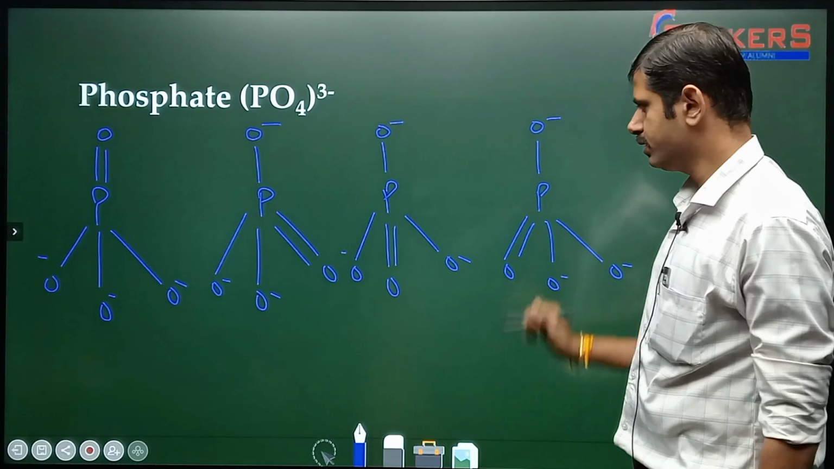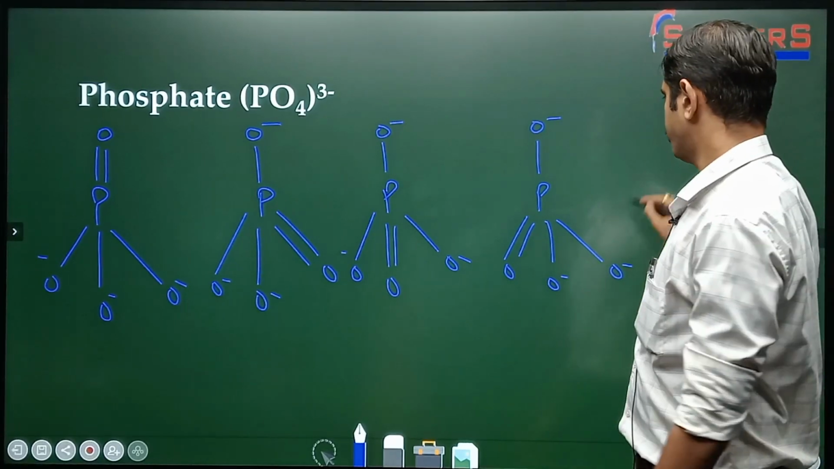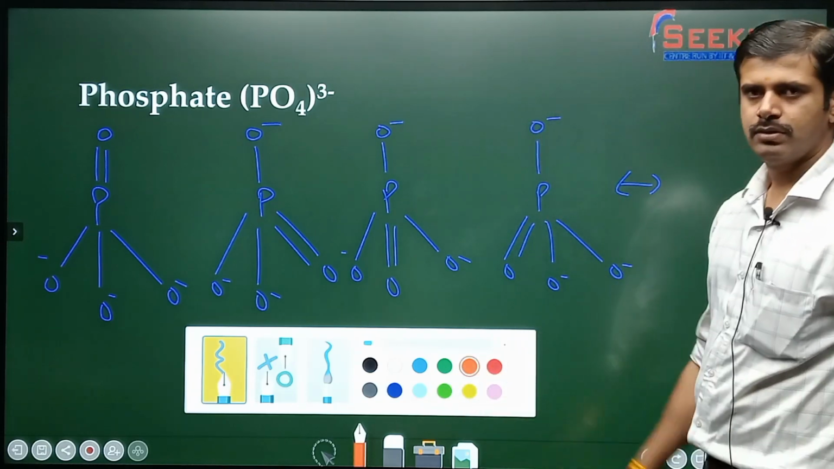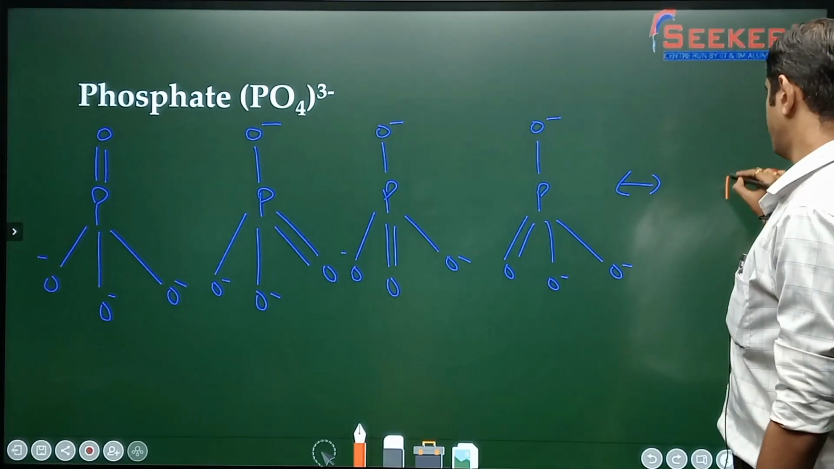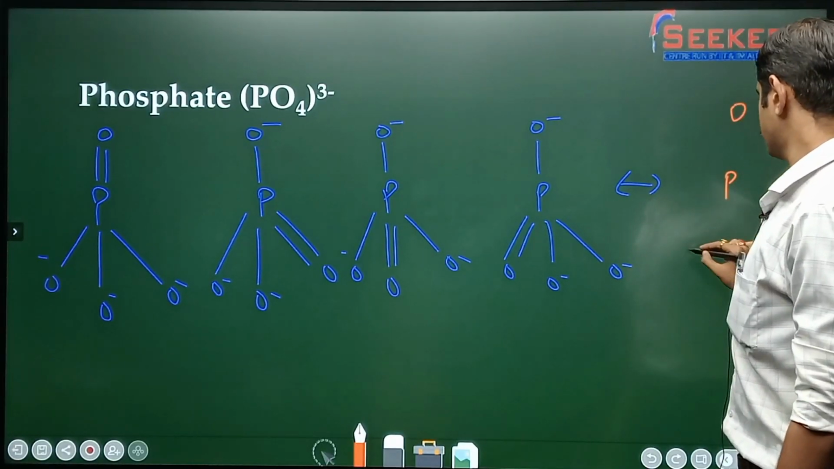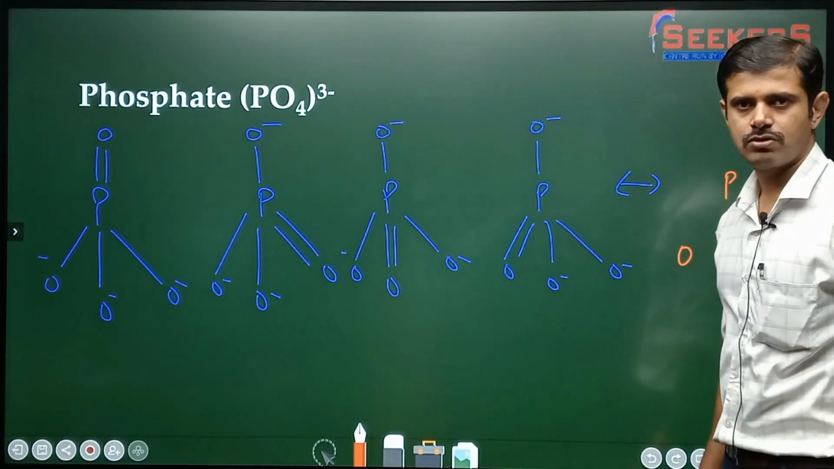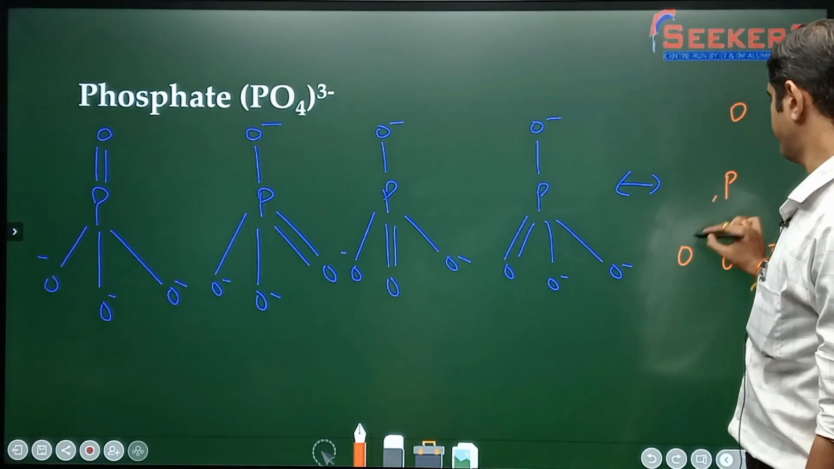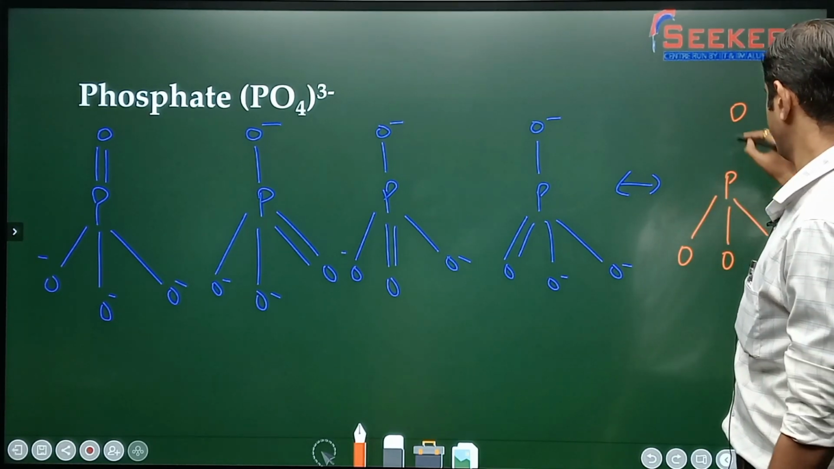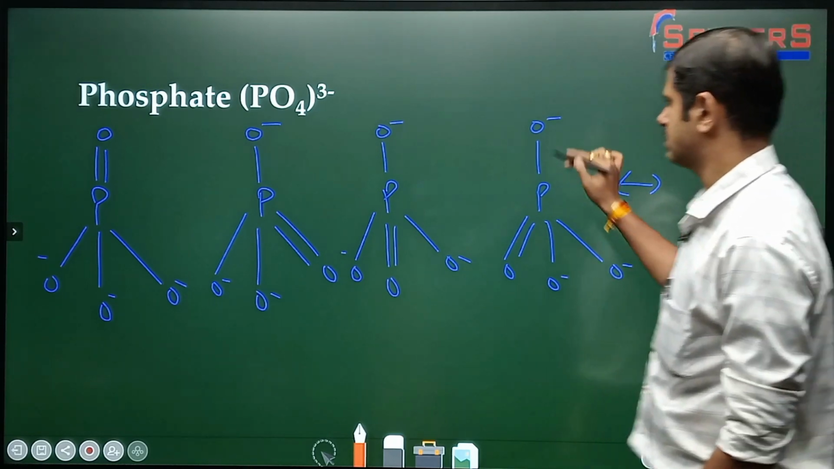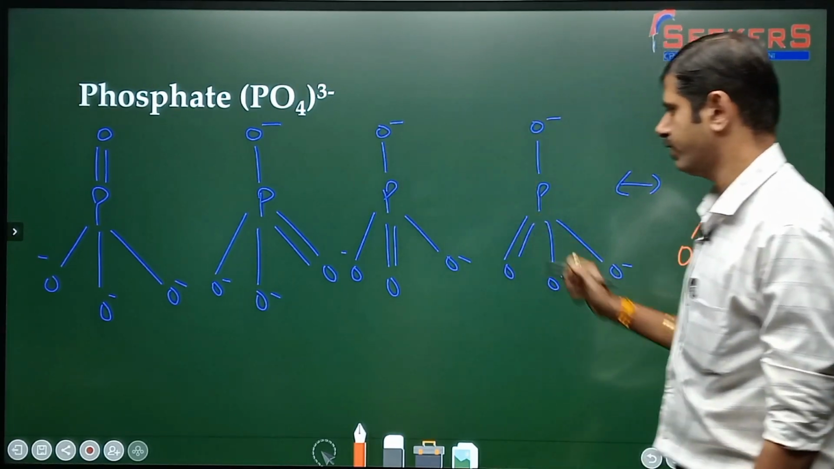Now what happens here? See, there are negative, negative, negative charges. We'll draw an equivalent structure. What is common in the equivalent structure? We have 1 phosphorus common and 4 oxygens also common. Now we'll have a single bond, single bond, single bond, single bond. Clear? In this case, we have a negative, negative, negative, negative charge.